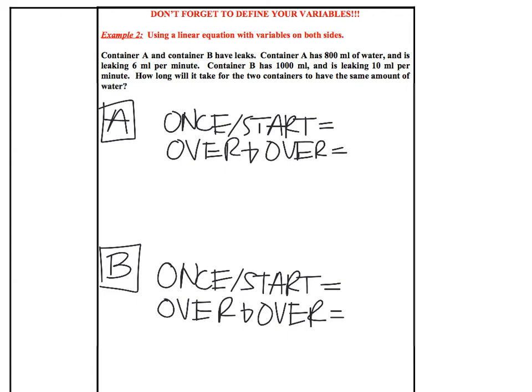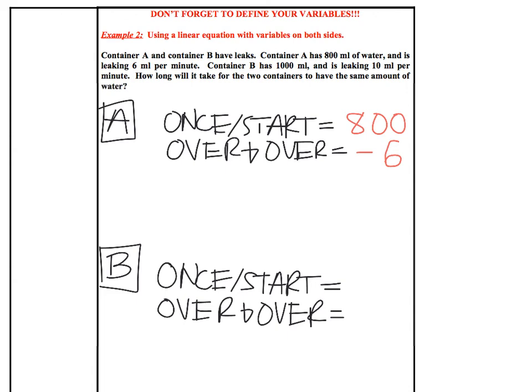Let's see. Blaine, what happens once, or what is your starting amount for container A? 800. Thanks. 800 milliliters. And what's going to happen over and over and over? Or every single time? Jackson? For container A, it's the leaking. Yep. Since it's leaking, it's going to be -6. It's losing that amount of water.